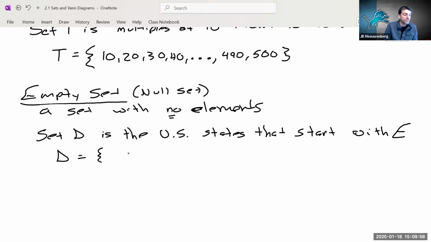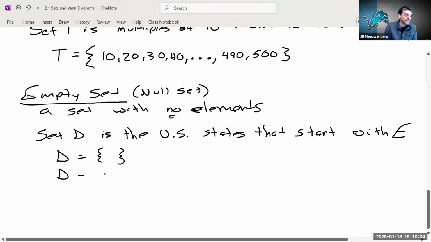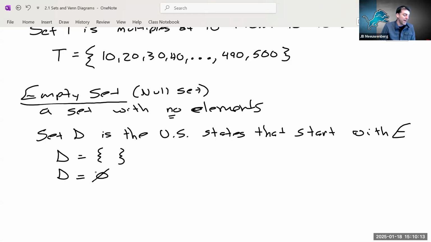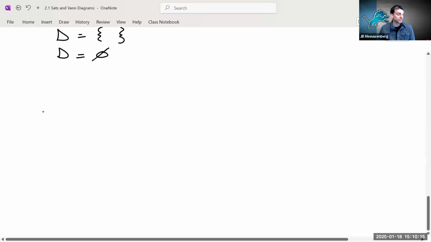One way is we make the braces and we just don't put anything in them. Another thing we can do is use this symbol, a 0 with a slash through it. That means the empty set, all right? So that symbol does have a very specific mathematical definition.